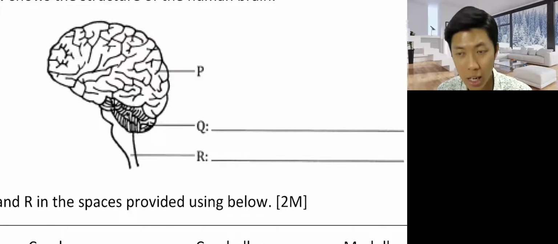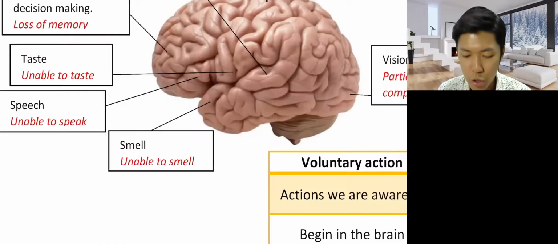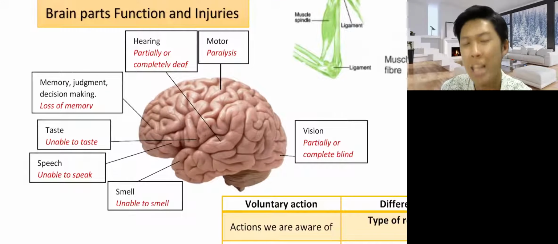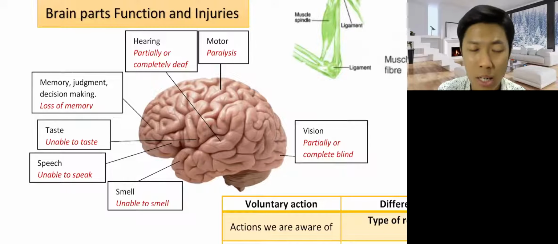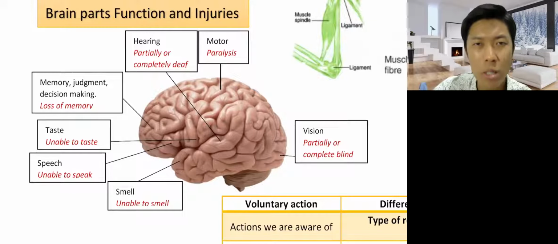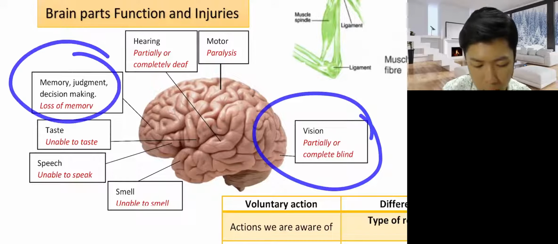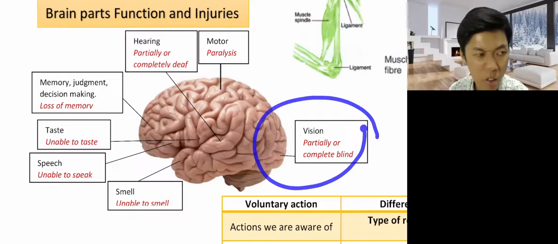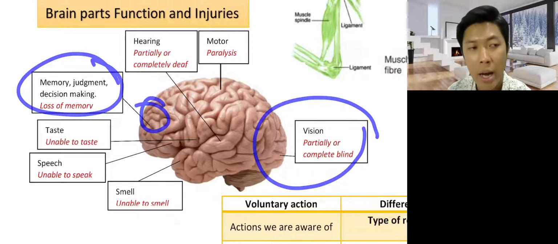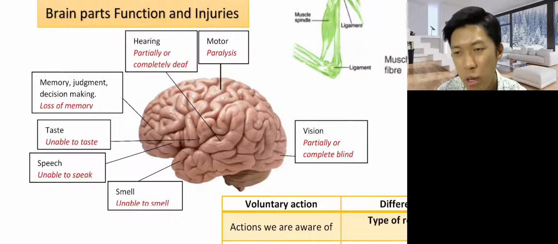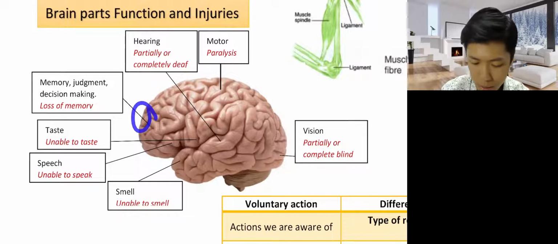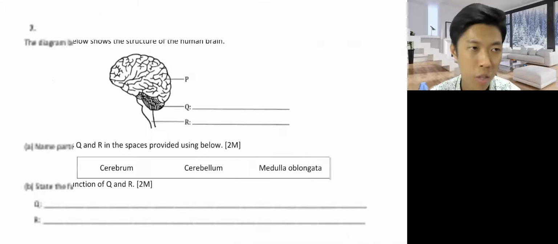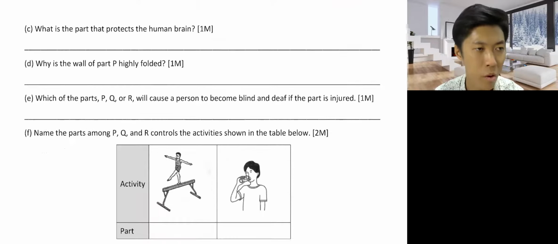But since we are here, why not quickly go through the injuries as well. At part P, which is the cerebrum, there are specific parts that control different types of senses. The common questions are always about vision and memory, so you must know the positions. Vision is right behind. Memory is right at the front part. If you are free, you memorize; no free, then no memorize. But the question is purely asking for the choices of PQR, so you just write part P.